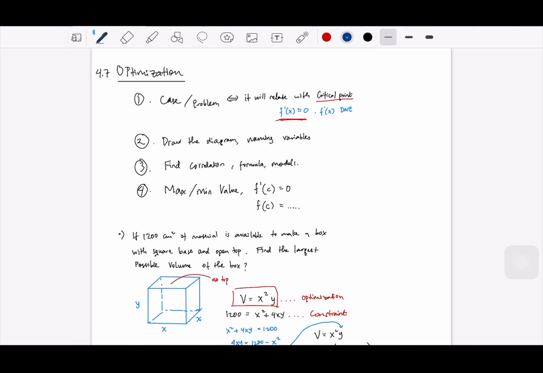Okay, we will continue the optimization for today. So I will give you more explanations and also another examples.